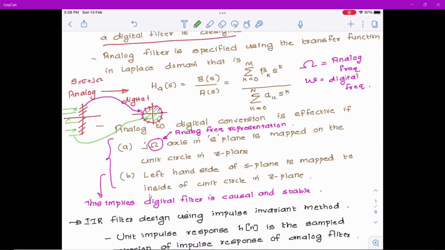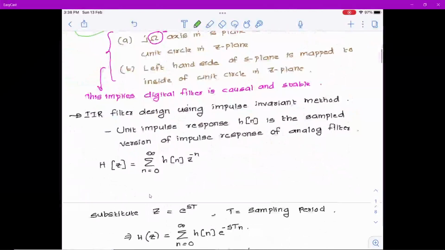Okay, in such a situation, if you can make sure that whatever conversion we are using, then that digital filter is causal and stable. So these 2 points should be taken care of. So the first method of IIR filter design is called the impulse invariant method. What it means is that the unit impulse response h of n is the sampled version of the impulse response of the analog filter.